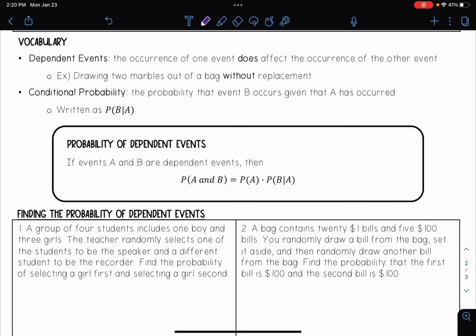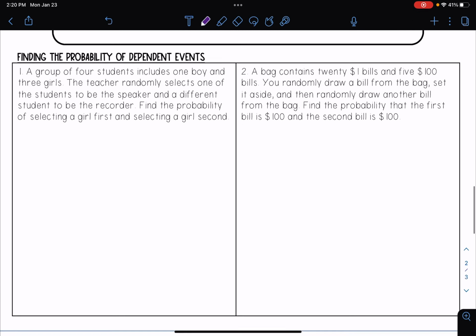And then conditional probability is the probability that event B occurs given that A has occurred. We rewrite it like this, and we read that as the probability of B given A. We can find that probability if events A and B are dependent events, then the probability of A and B is equal to the probability of A times the probability of B given A. So let's look at some examples.